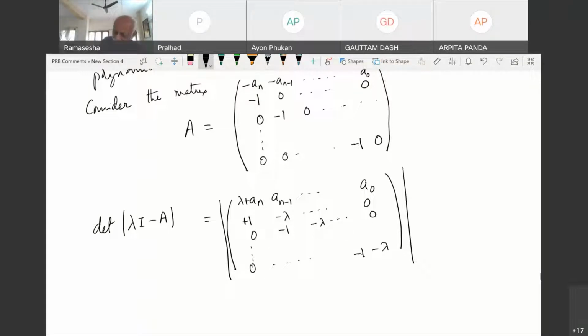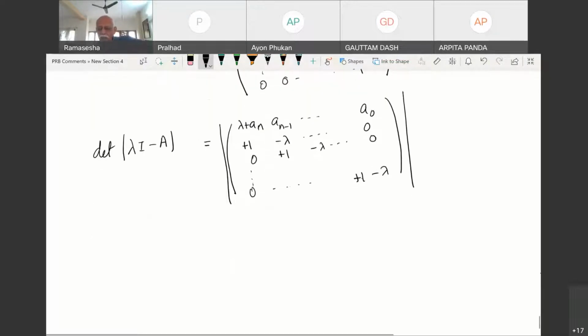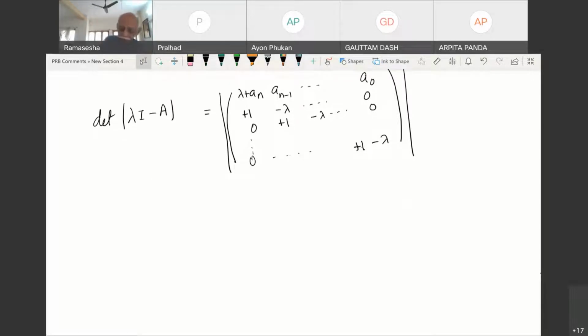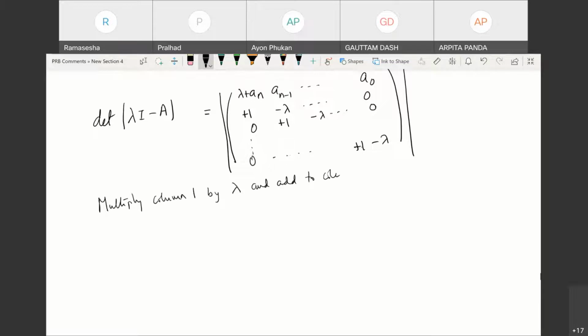Now I have taken minus I, no? So this will be plus. Right. So what I'm going to do is when I evaluate determinant, I can do column operations, right? So when I do the column operations, what I'm going to do is multiply column 1 by lambda and add to column 2. So then what you will get is the following.